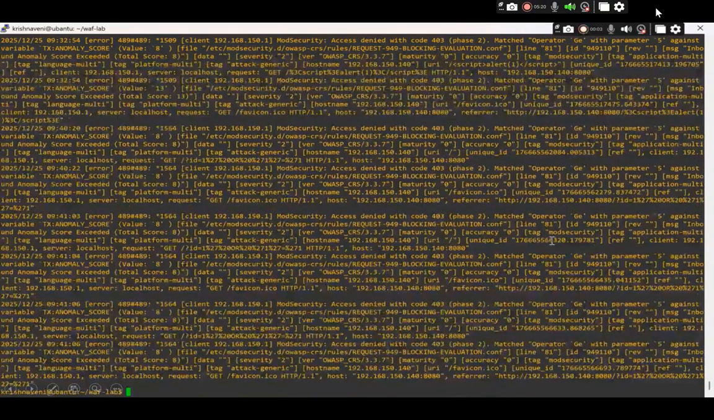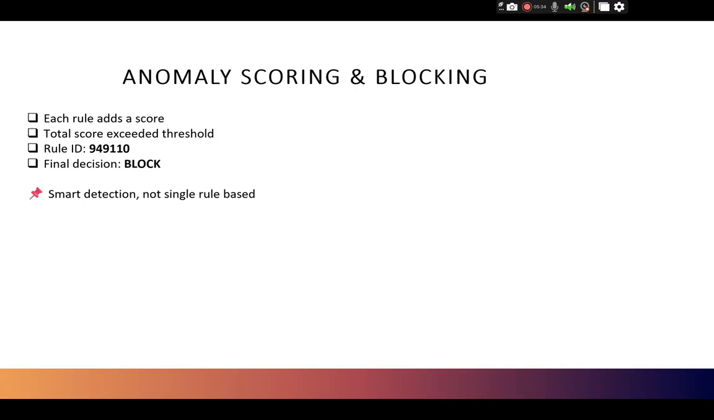Every detected issue adds a score. When the total score crosses a threshold, the WAF blocks the request. This final decision is logged using a blocking evaluation rule. This approach reduces false positives and improves accuracy.